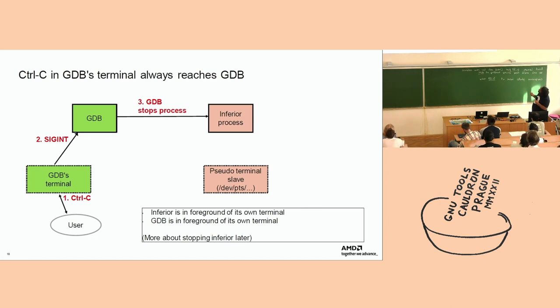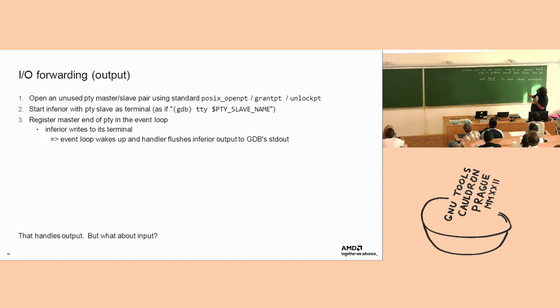Right, so I basically already explained this. When you type Ctrl-C, it goes here always, and then GDB just simply stops the process using some way. I'll talk about that in a second. IO forwarding, this is just text to explain what I've explained before, just the names of the POSIX functions that let you create a pseudo terminal. There's a dance you have to do, it's not just one function.